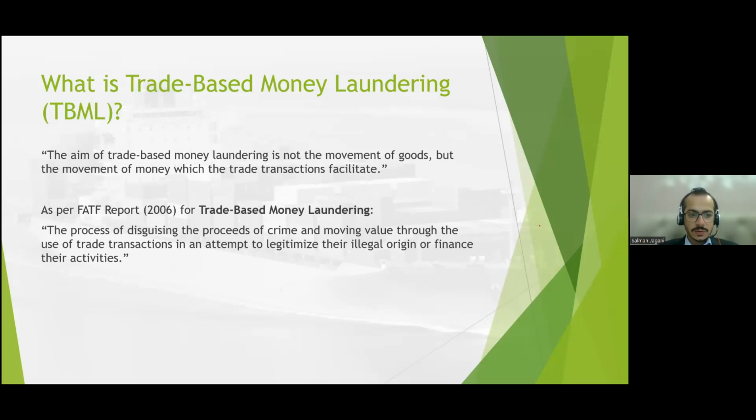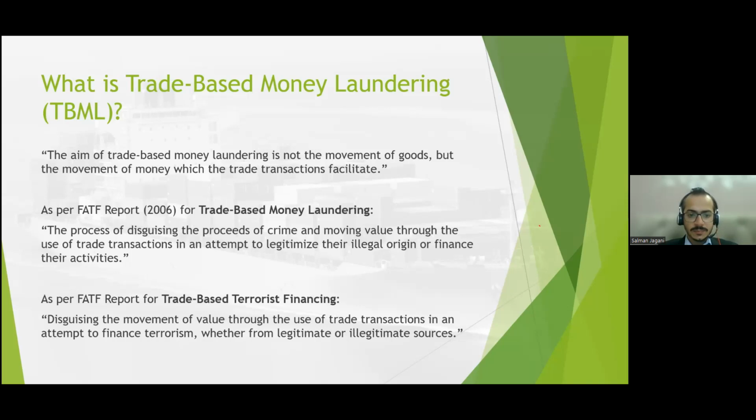FATF has also provided a definition for terrorist financing by using trade: disguising the movement of value through the use of trade transactions in an attempt to finance terrorism, whether from legitimate or illegitimate resources. So FATF has put quite some strength and importance on trade-based money laundering.